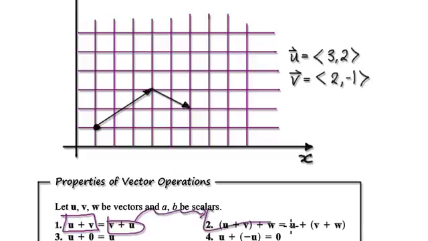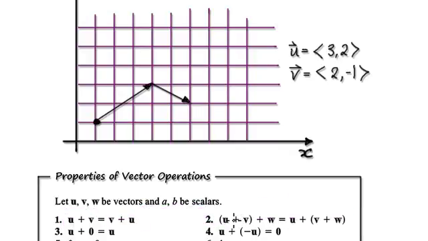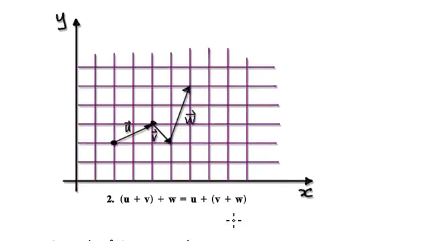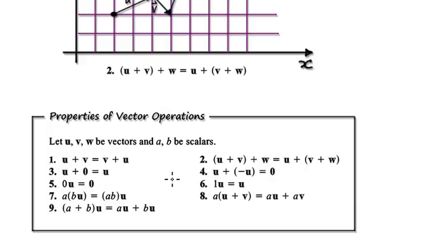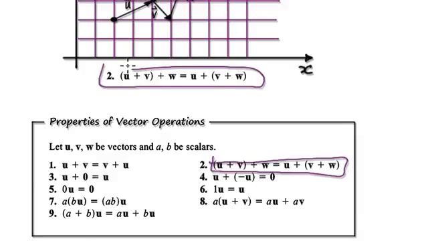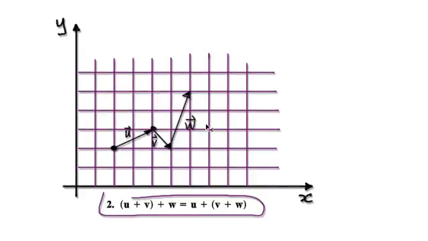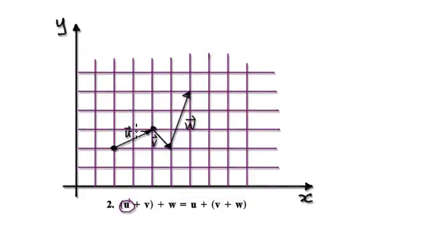So now let's look at number 2. Number 2 is this thing here. Number 2 is you have 3 vectors. Let's say u here is this vector here, v here is this vector here, and then w here is this vector here.